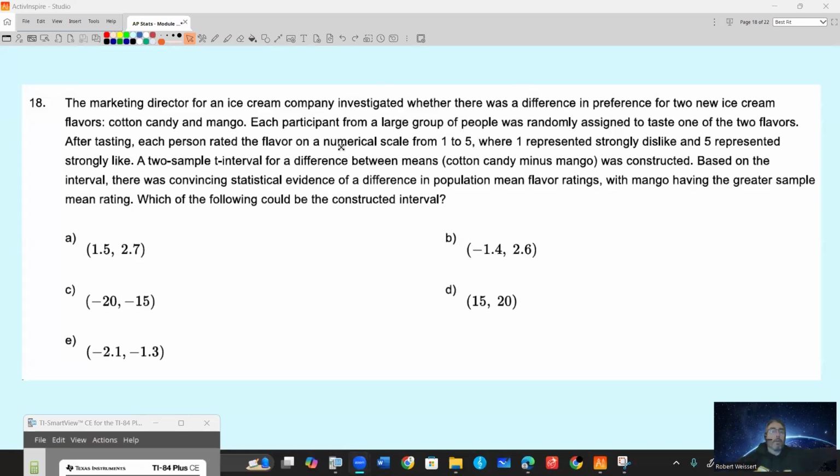Question number 18. The marketing director for an ice cream company investigated whether there was a difference in preference for two new ice cream flavors, cotton candy and mango.